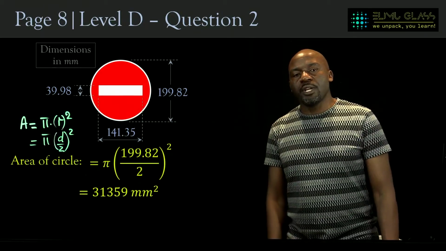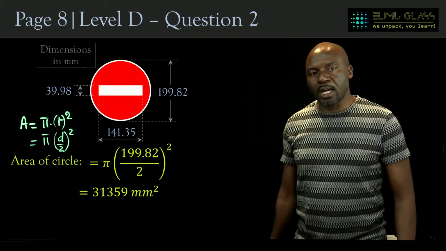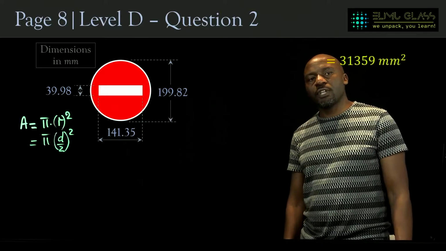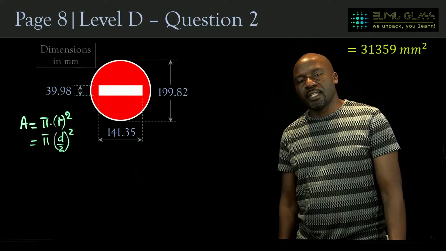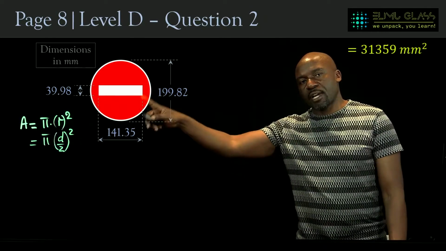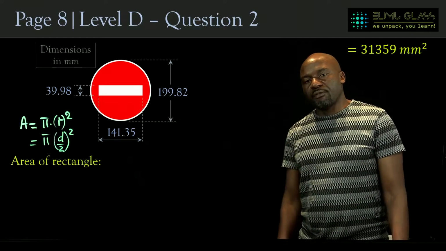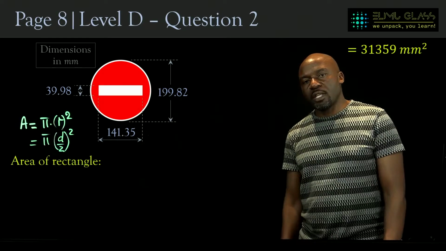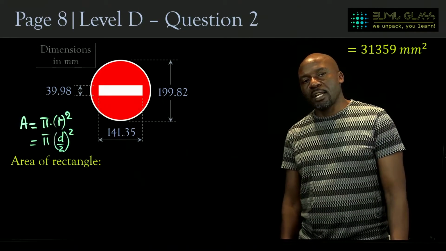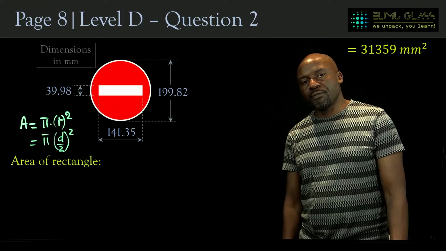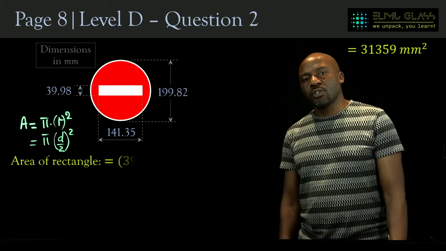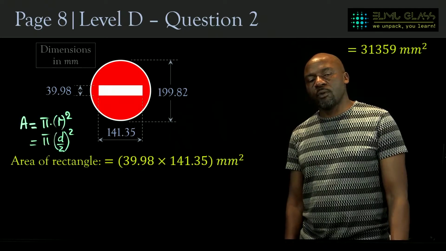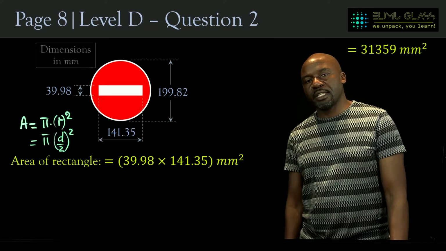Okay? Now I'm going to put that somewhere up there. Let's move that there. And then now I need to calculate the area of the white rectangle. The area of a rectangle is of course length times width. So the length is 141.35 and the width is 39.98. So we need to multiply those two. Whatever we get is going to be in square millimeters.